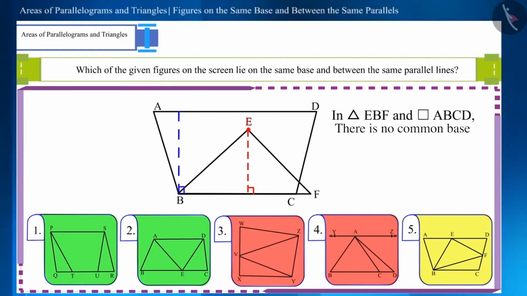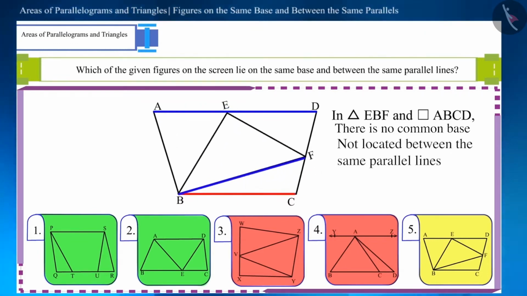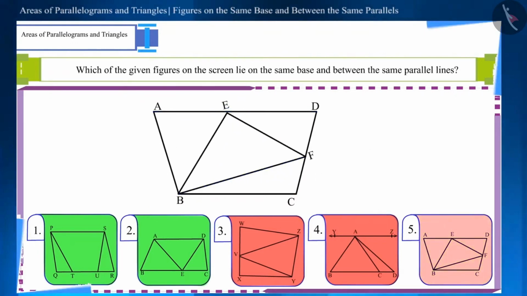The vertex E of the triangle is below the side AD. We can also see that these figures are neither on the same base nor are they located between the same parallel lines. So that's it for today.